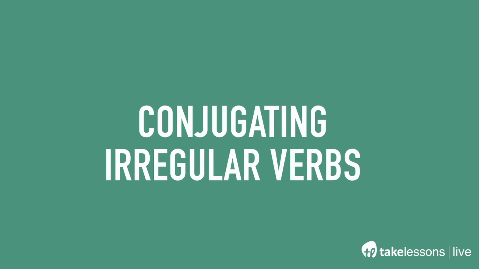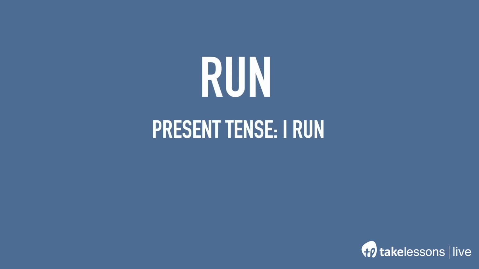Irregular verbs do not follow a certain conjugation pattern. In fact, you have to memorize the different forms of irregular verbs. Let's look at run. I run. To talk about run in the simple past, we have to memorize that this form is ran.